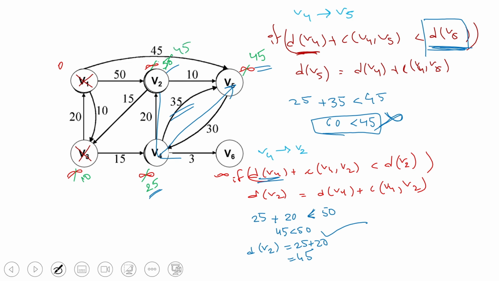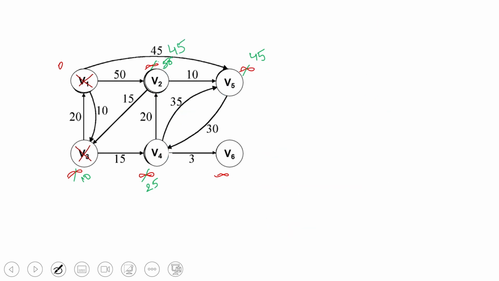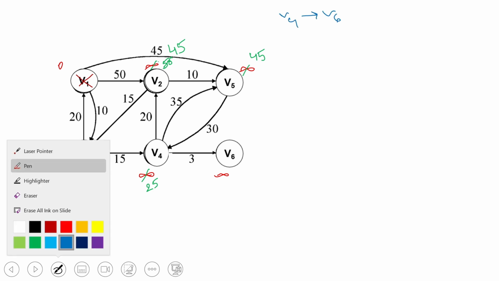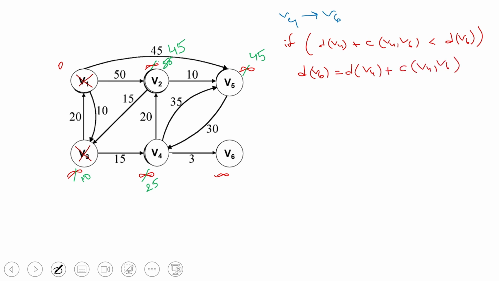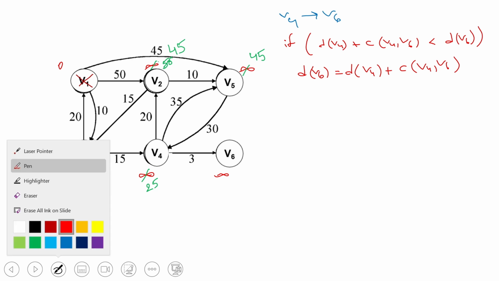45, right? So we calculated distance v4 to v5 and v4 to v2, and the remaining is v4 to v6. Tell me the formula. If distance of v4 plus cost of v4 comma v6 is less than distance of v6, if this is true, then distance of v6 is equal to distance of v4 plus cost of v4 comma v6. Am I correct? Yeah, let's write it down.